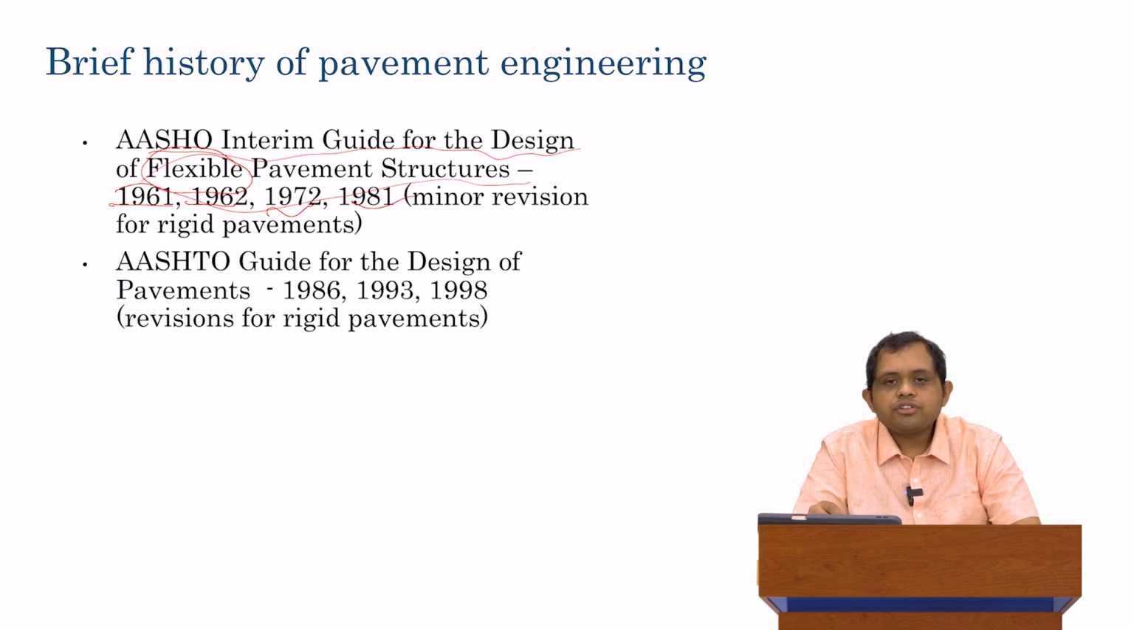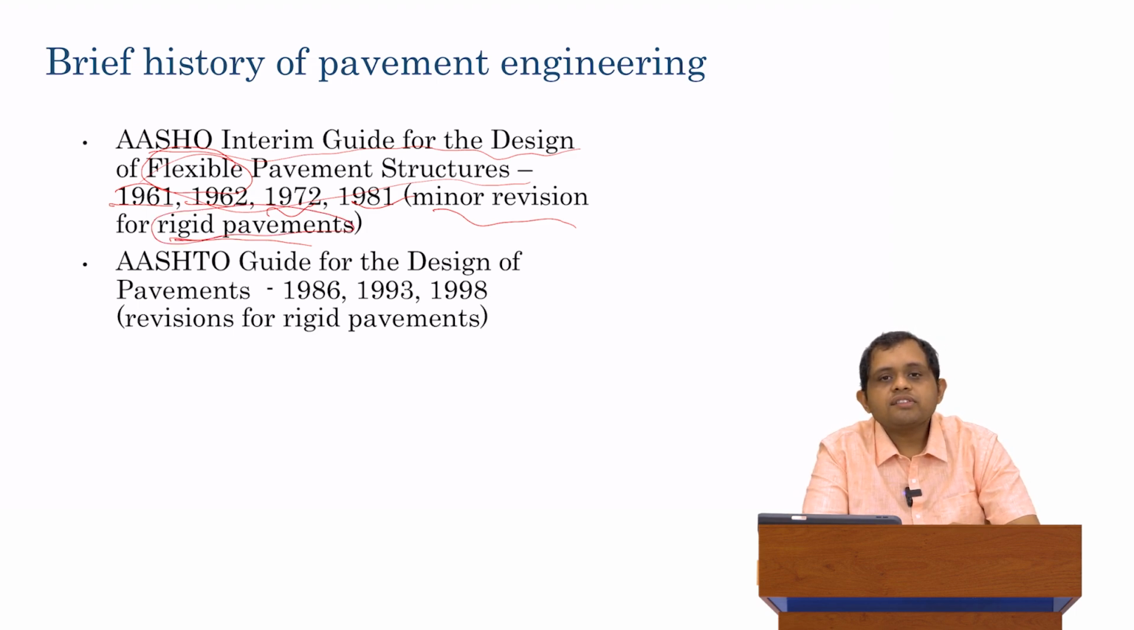The 1981 revision actually did not make any revision to the flexible pavement, and the flexible pavement part was the largest part of the design guide. So the 1981 revision did not make any significant revisions to flexible pavements. What I wrote here is minor revision because it was a very small number of pages, but actually it was a pretty big revision which was specifically designed for rigid pavements.